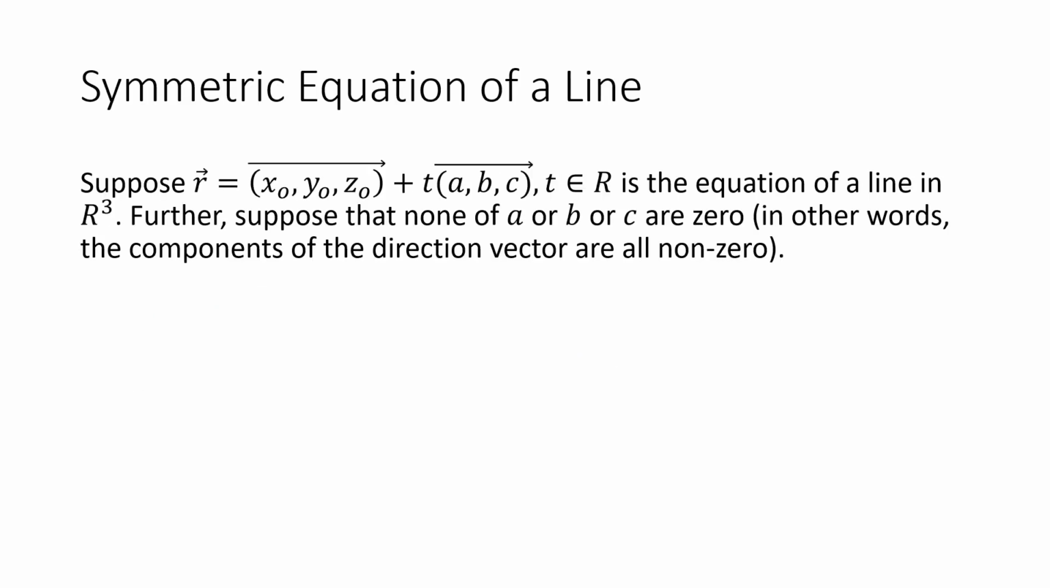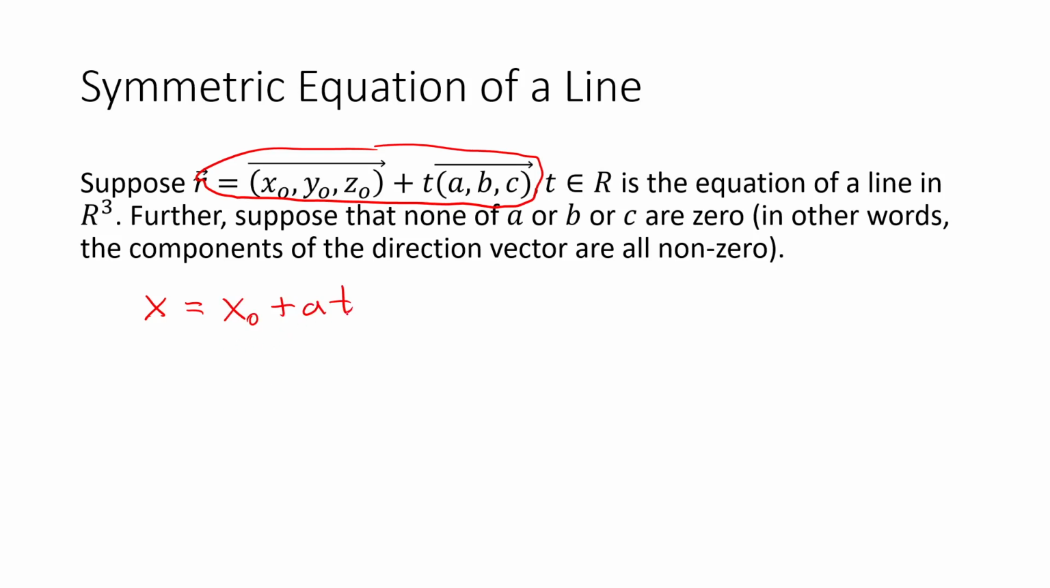Now, we're going to talk about a new type of line. This works in 3 dimensions, and it is called a symmetric equation. Just for a moment, suppose we're given a vector equation of a line in 3 dimensions. Looking at that, we would say that x is equal to x naught plus a times t.